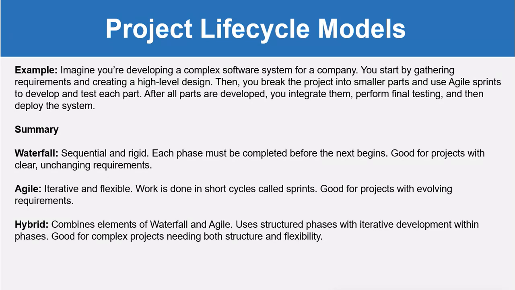In summary, friend, we can say that waterfall is basically sequential and rigid. Each phase must be completed before the next begins, good for projects with clear unchanging requirements. Agile is basically the iterative and flexible approach. Work is done in short cycles called sprints, good for projects with evolving requirements. Hybrid basically combines elements of waterfall and agile, uses structured phases with iterative development within phases, good for complex projects needing both structure and flexibility.